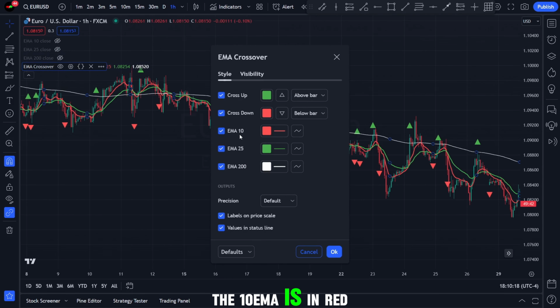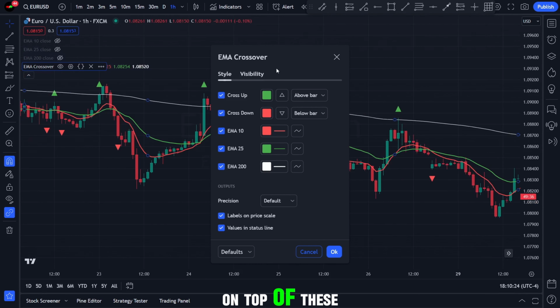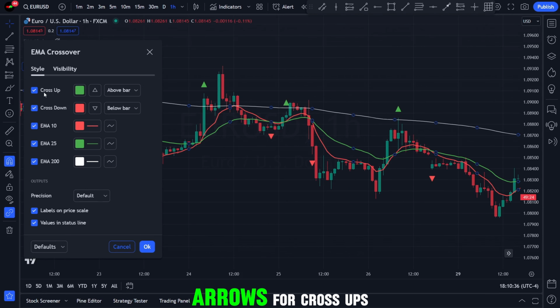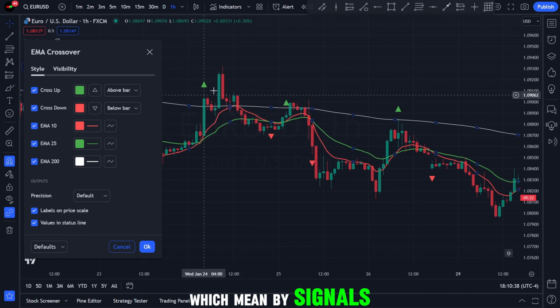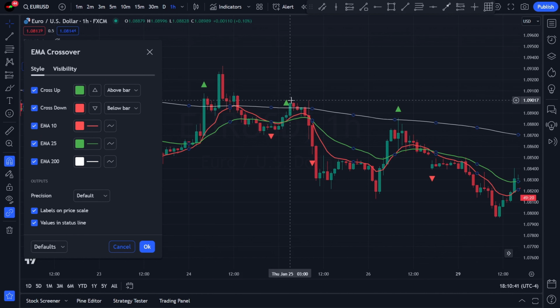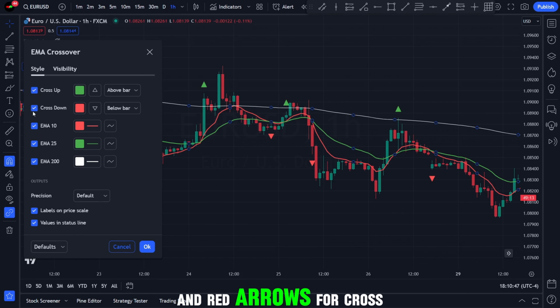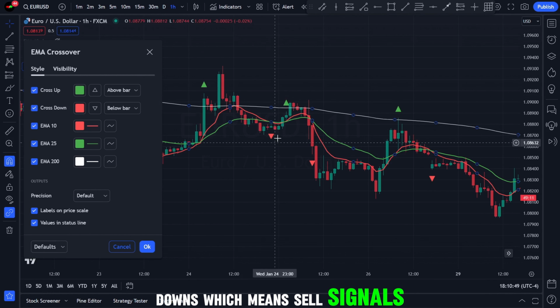The 10 EMA is in red color, 25 in green color, and 200 in white color. On top of these, I have also coded green arrows for cross-ups, which mean buy signals, and red arrows for cross-downs, which means sell signals.